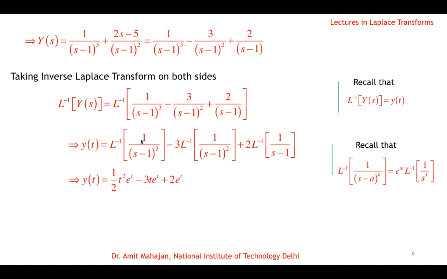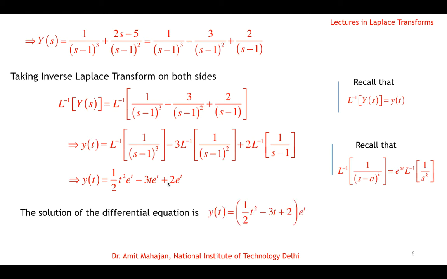So the Laplace inverse of this is e^t, and the Laplace inverse of 1 over (s minus 1) square is again e^t times the inverse of 1 by s square, which is t. And here it is e^t. So the Laplace inverse of this is easy to calculate, and we have the solution to the differential equation as y(t) equals half t square minus 3t plus 2 times e^t. So this was example 2.